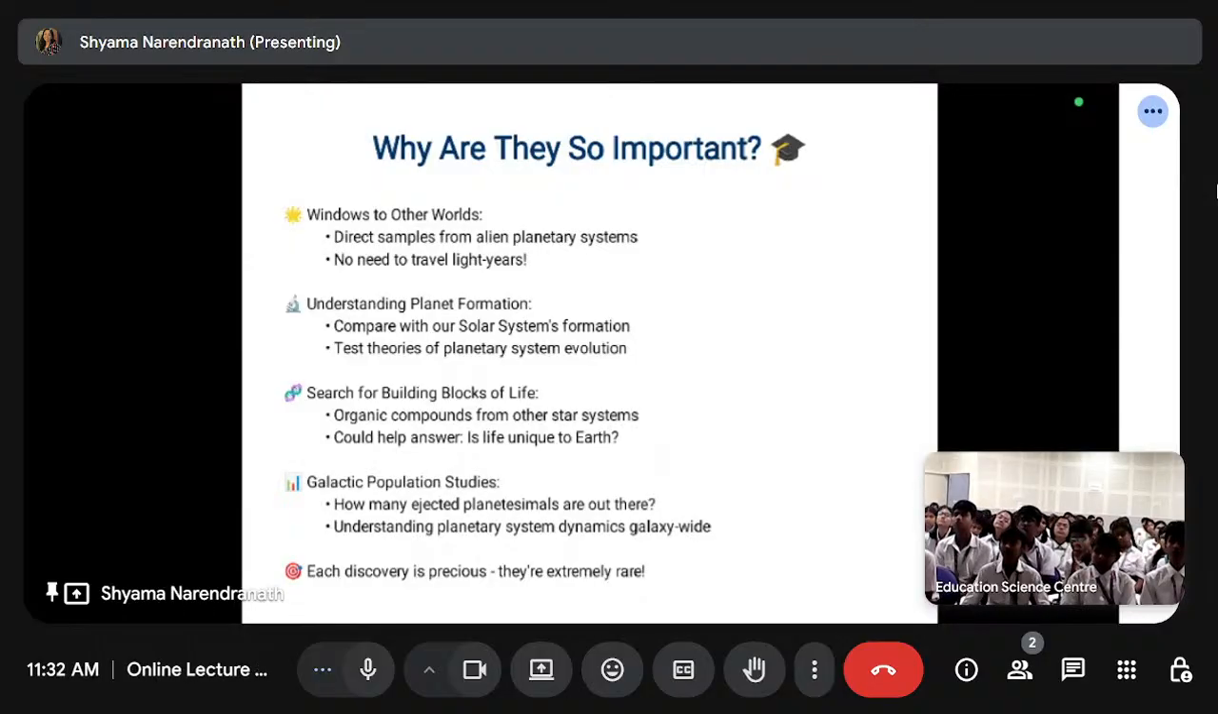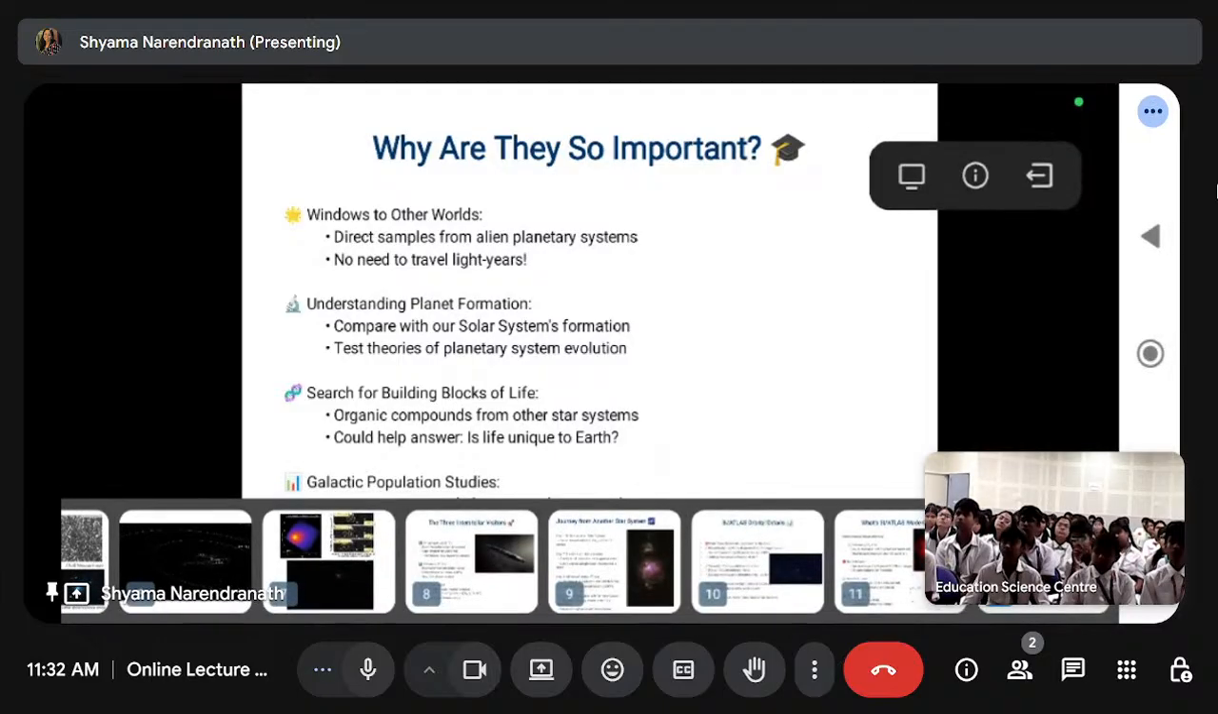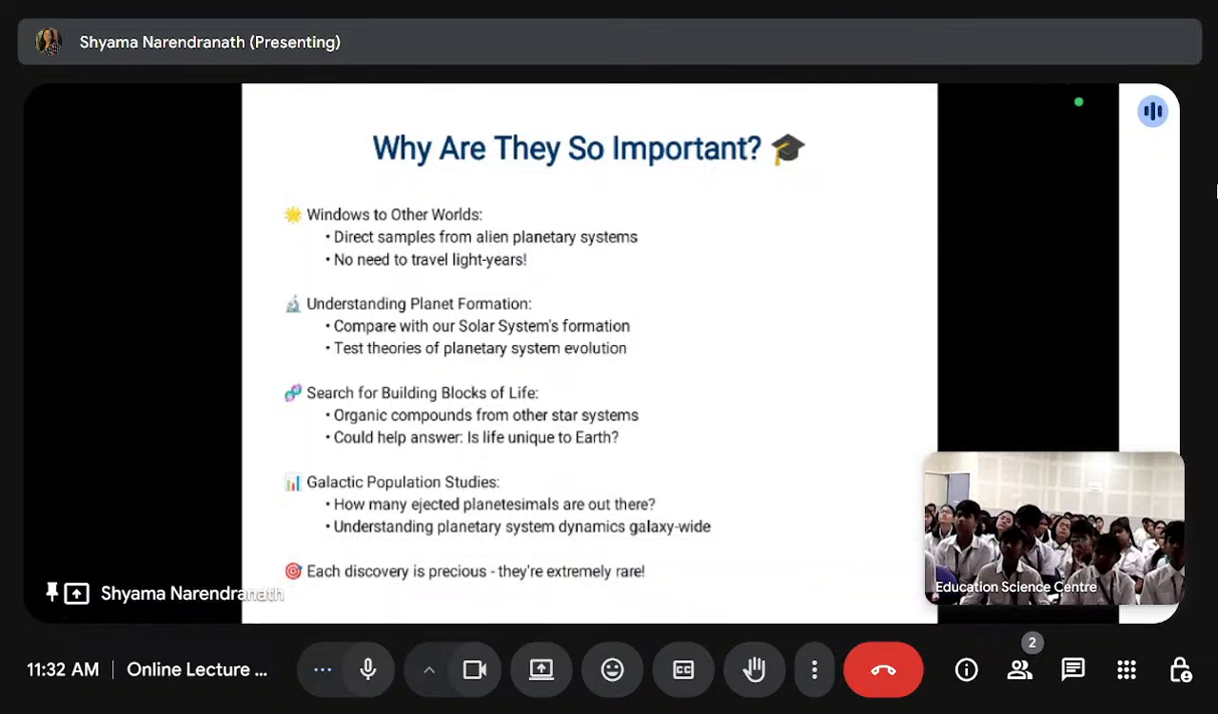As we spoke about it, why are they so important? Because they are windows to other worlds, direct samples from alien planetary systems: understanding planet formation, searching for building blocks of life, galactic population studies, how many planetesimals are out there, understanding planetary system dynamics. Each discovery is precious because we have so very few of them.